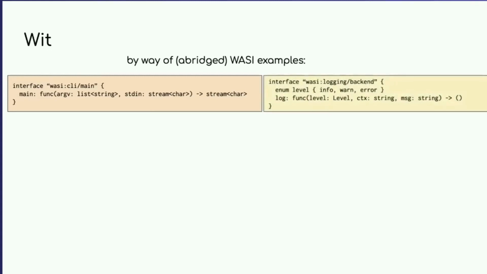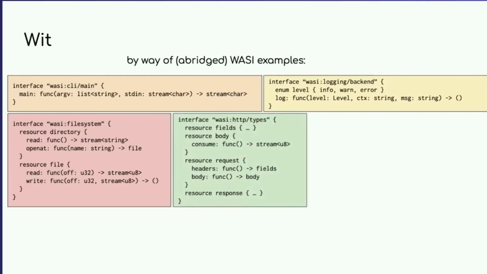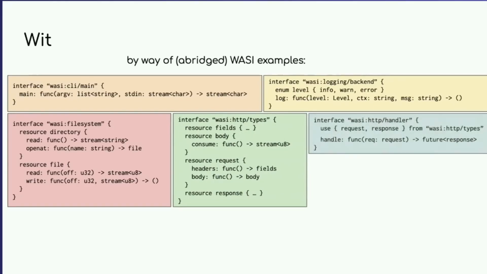I could define an interface logging backend that defines a log function that takes a log level and 2 strings. I could define a WASI file system interface that defines 2 resource types for directories and files and the operations that are appropriate on them. And then totally separately, we can define a WASI HTTP types interface that defines a totally disjoint set of resource types appropriate for HTTP, things like fields, body, requests, and responses. And then building on that HTTP types interface, we could define a handler interface that defines a handle function that takes a request and returns a future response. And a whole bunch more interfaces like that.